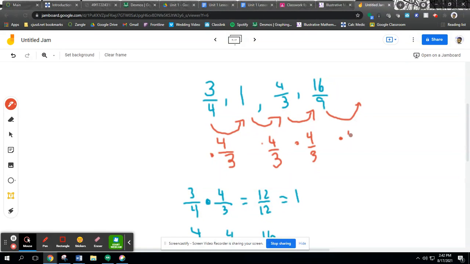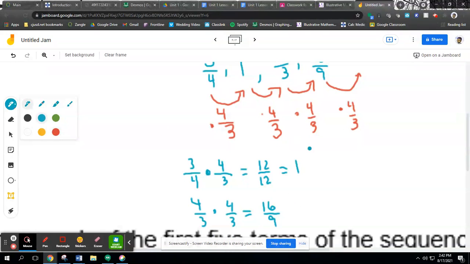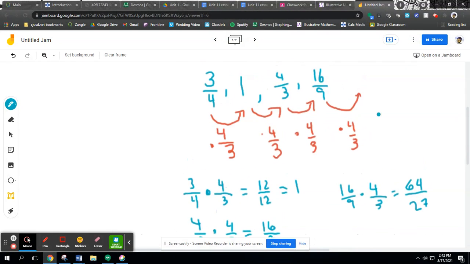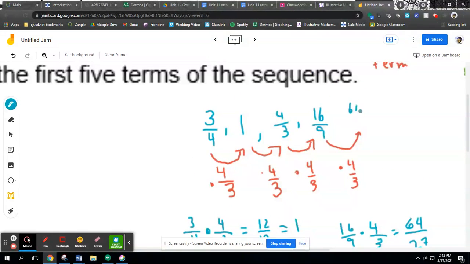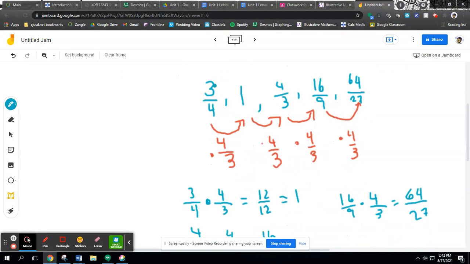Times 4/3. All right, I've got to do the side work over here. 16 over 9 times 4/3. 16 times 4, if you did that in your head or with a calculator, you should get 64. And 9 times 3, you're going to get 27. So the last is 64 divided by 27. All right, and that's how we can find all of the terms of this sequence.